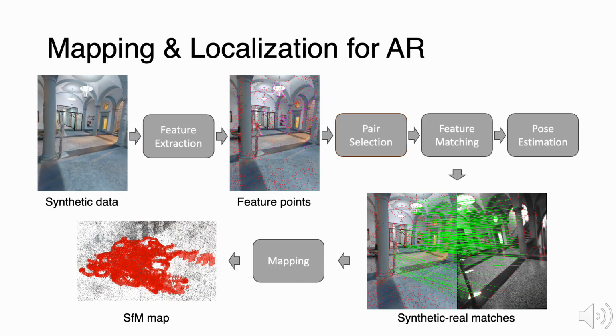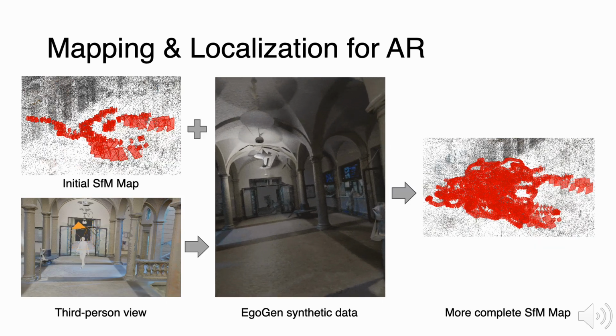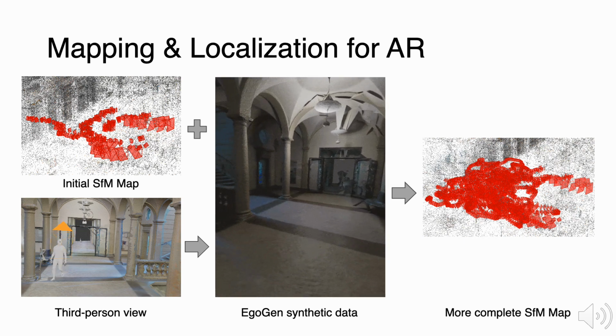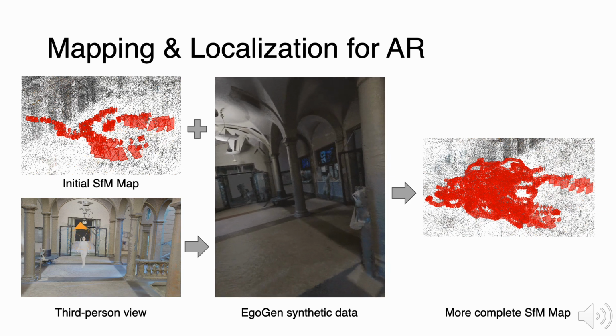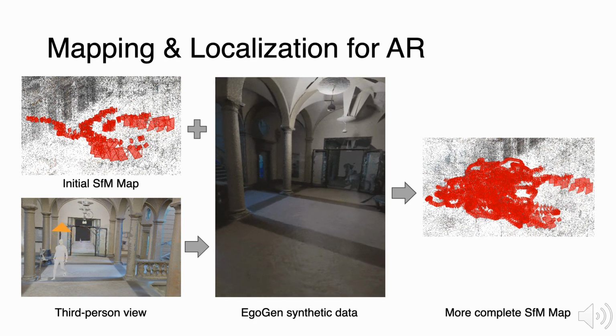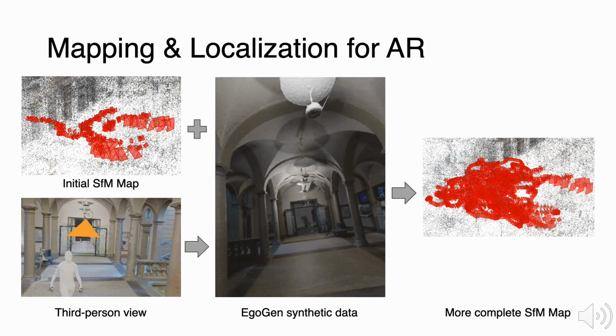The mapping and localization pipeline comprises several components. In the pair selection module, to cope with the domain gap and ensure valid matching between synthetic and real-world images, we enforce that synthetic mapping images match only with real mapping images, and real query images match with both synthetic and real mapping images. EgoGen enables virtual humans to explore large-scale scenes, generate dense egocentric views, and build more complete structure from motion maps.